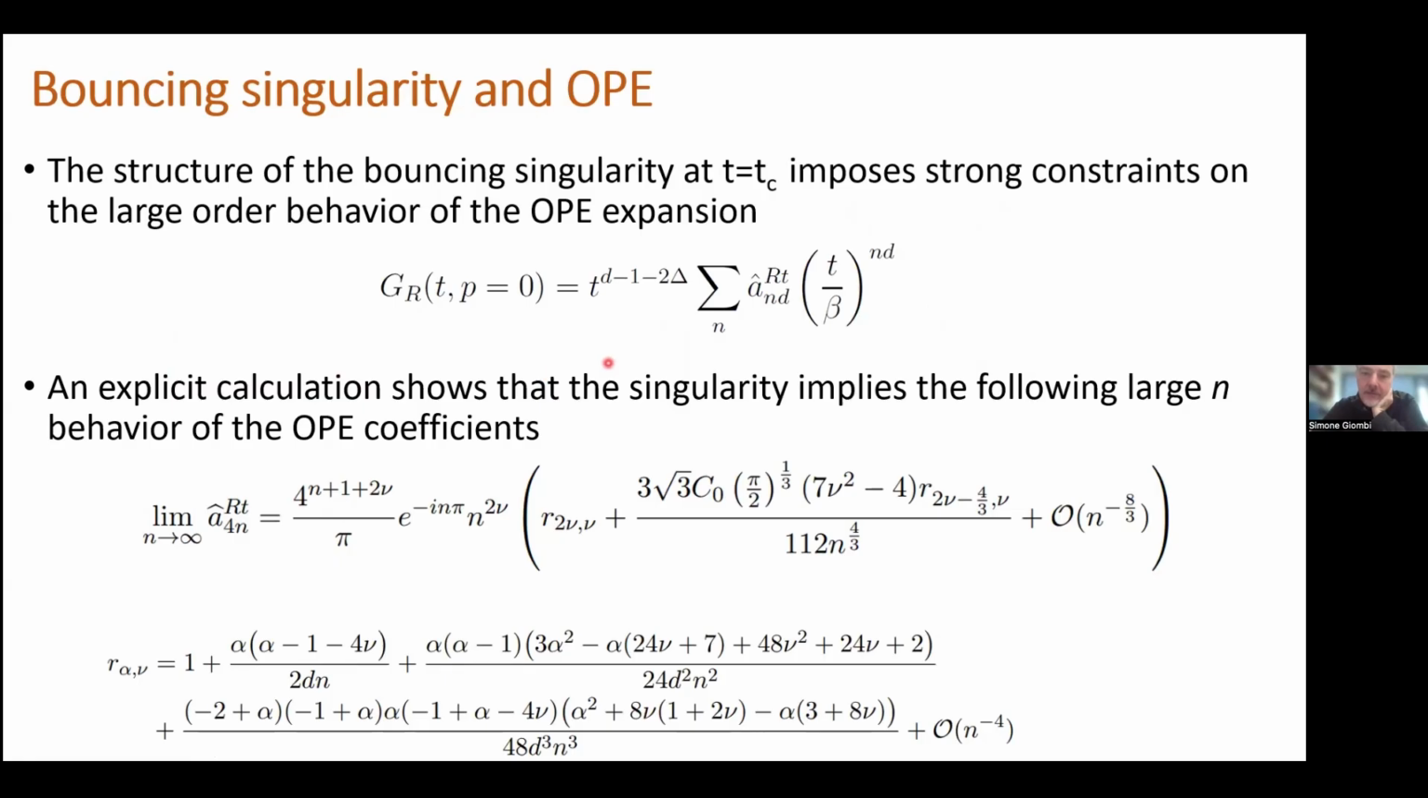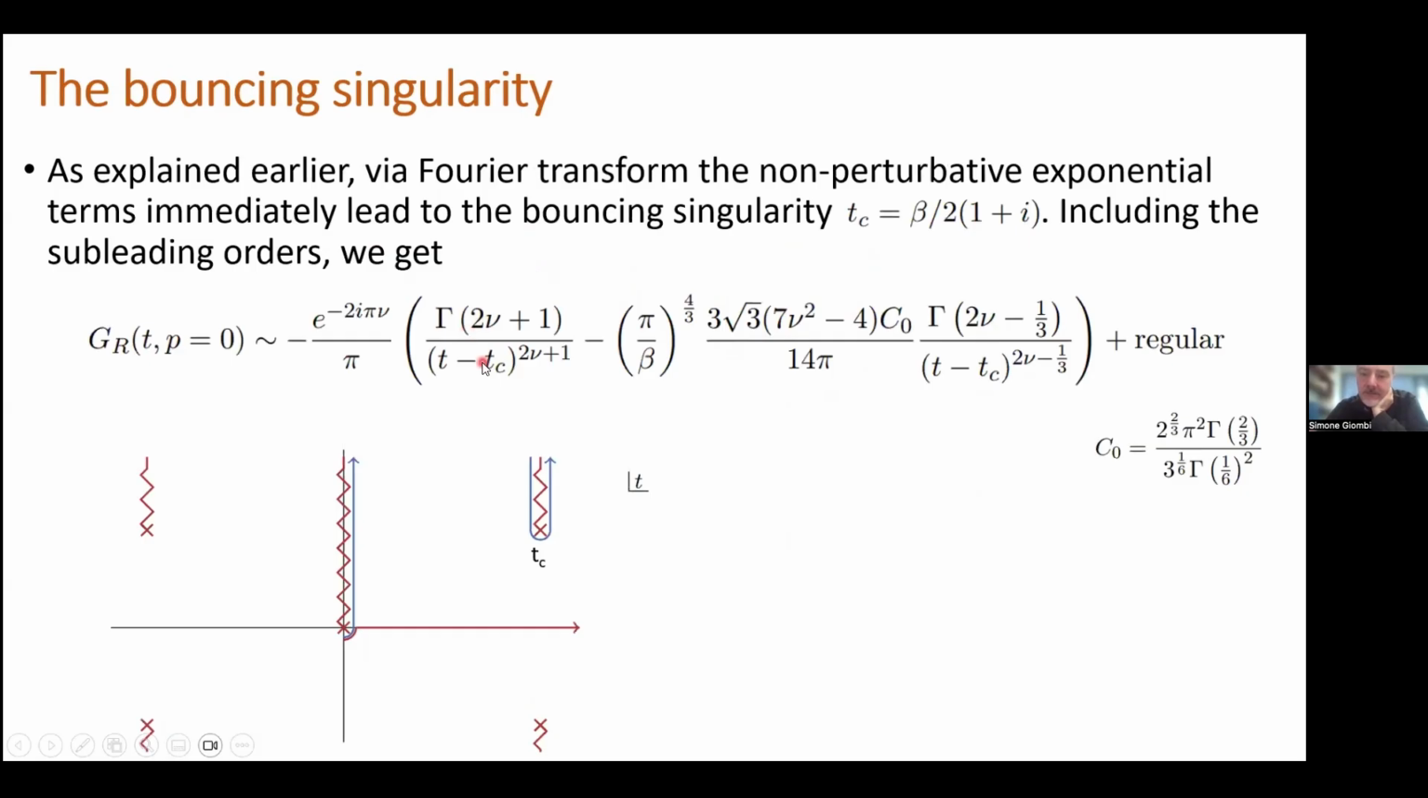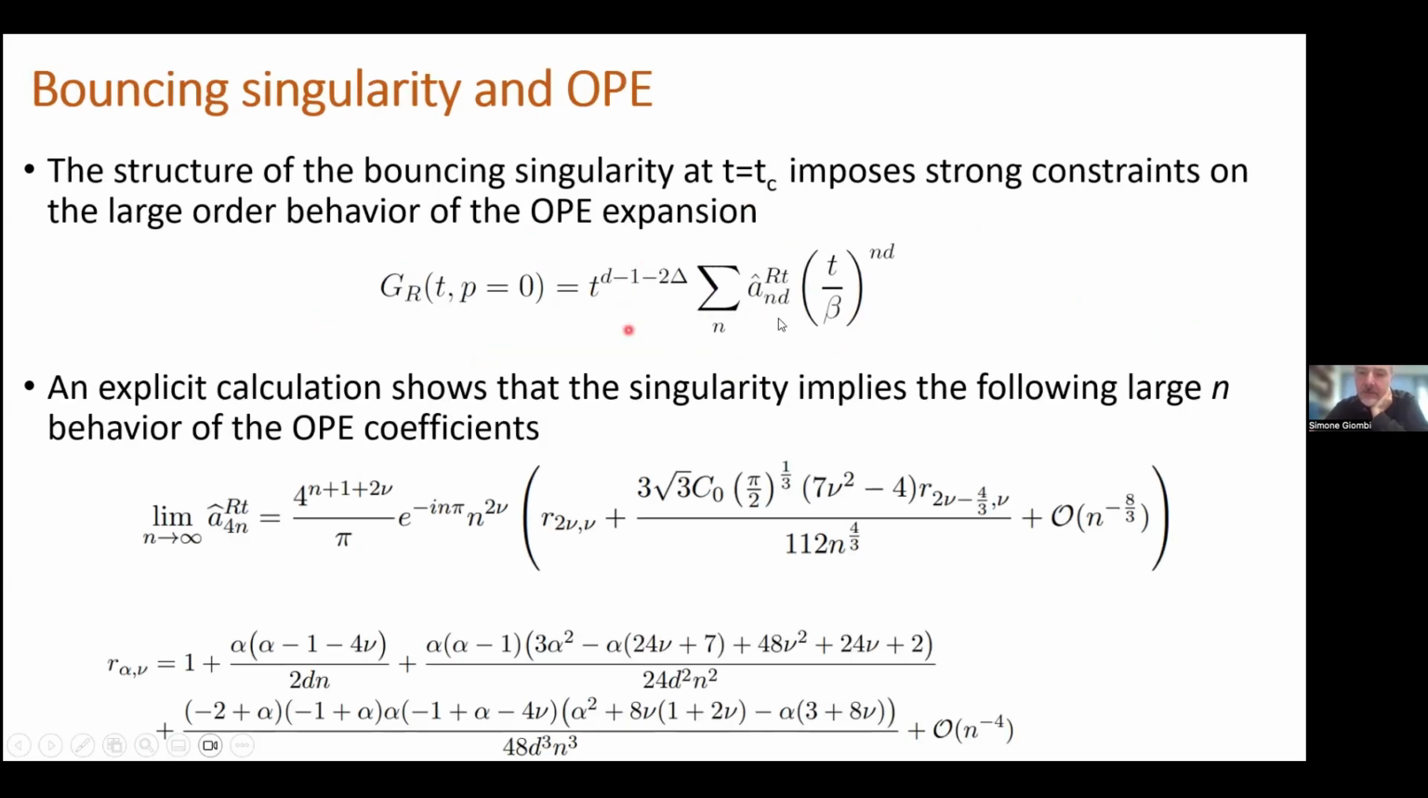If you recall what the OPE expansion of the retarded correlator looks like, then requiring that this be consistent with the presence of the singularities, by analytically continuing the function defined by this convergent series in the complex plane, you get a constraint for how these OPE coefficients behave at large order, at large n. This calculation is technically a bit involved, but you can do it. And this is the prediction.